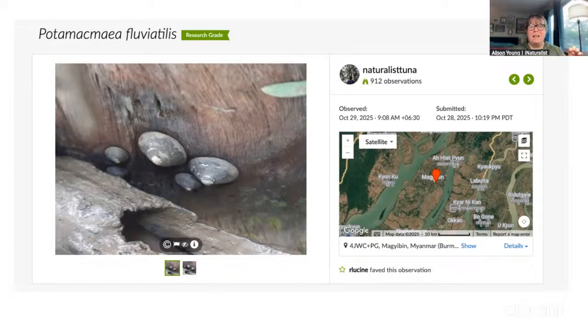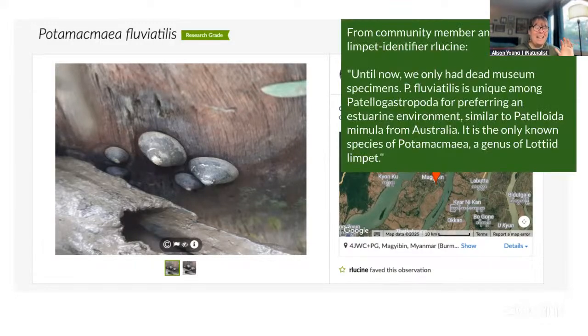This limpet was recently photographed in Myanmar, actually just photographed like 3 weeks ago in Myanmar. An identifier based in the United States who has taught herself how to identify limpets, she identified it. And she noted that this was the first known photograph of this species alive, that previously we had only had dead museum specimens of this species.